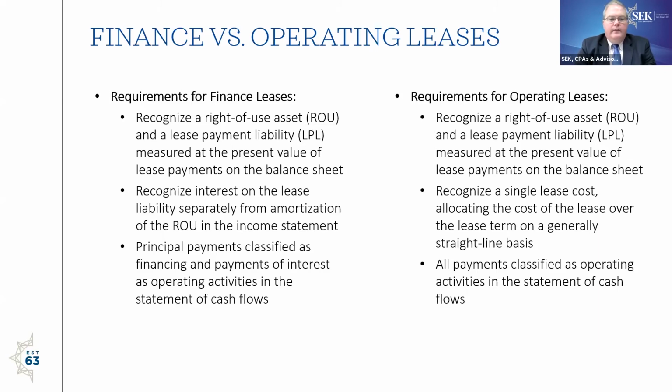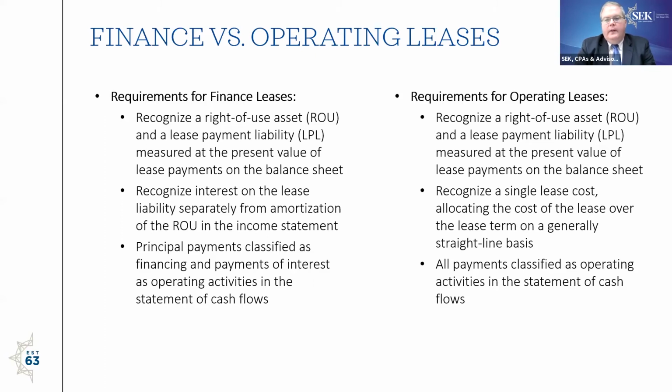So with finance leases, you're going to recognize the interest on the lease liability, and then you're going to amortize the ROU on the income statement. You're going to recognize both of those in the income statement. For the statement of cash flows, your principal payments are going to be classified as financing, while your interest payments are going to be considered operating activities.